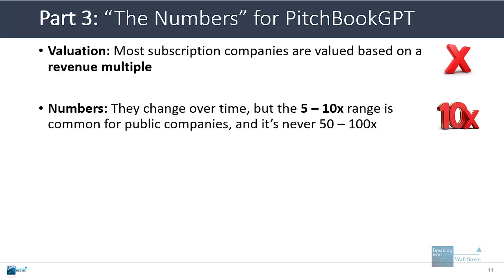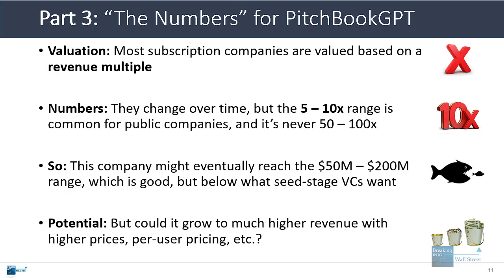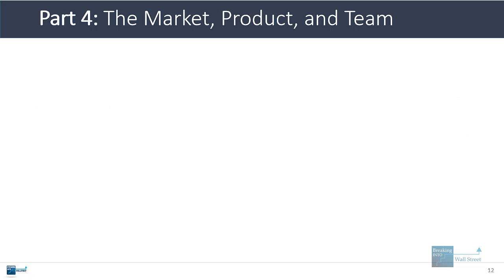So it's a great outcome for the company, but the problem is that it's not really what seed stage VCs want for the most part. It's below what they're typically targeting in these deals. Now you might look at this and say, okay, but maybe they can get to much higher revenue if they charge higher prices, if they charge based on users rather than firms or something like that. And that brings us into part 4, the qualitative factors, the market, the product, and the team.